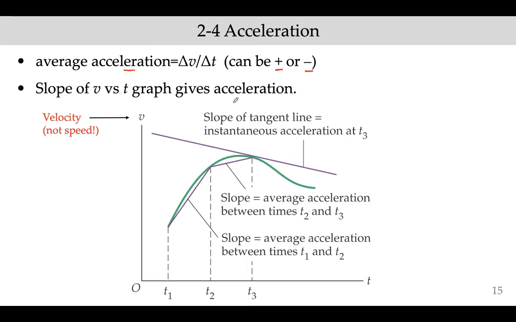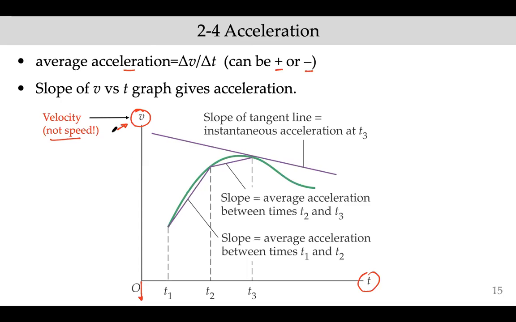Now, in the previous slides, we looked at the slope on the xt graph, the position versus time graph. But here what we have now is a velocity versus time graph. This is important. This is velocity because this could go negative also. Velocity can be positive or negative. Because it could be negative, this is not speed. This is an important thing that you have to keep in mind.